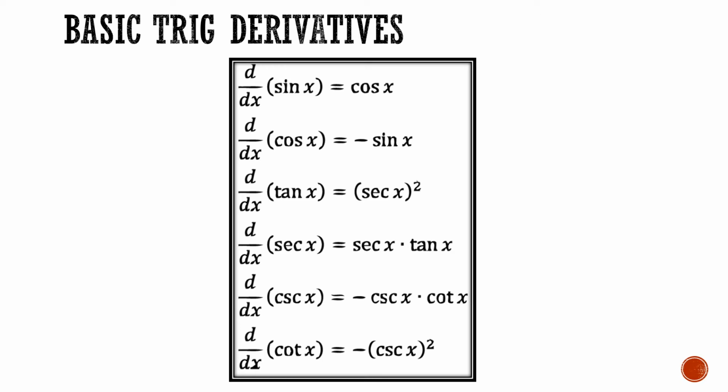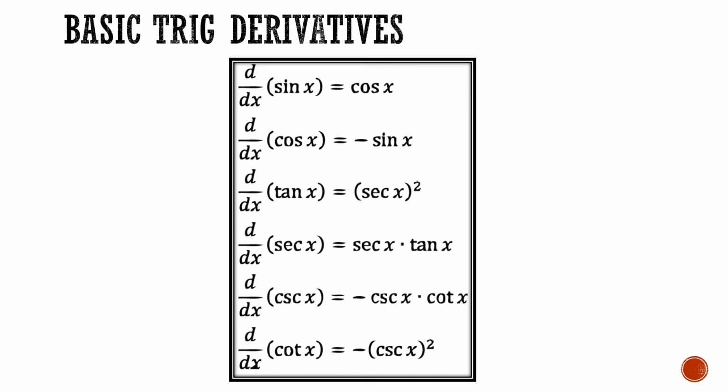So the derivative of sine is cosine, whereas the derivative of cosine is negative sine. The derivative of tan is secant squared, and then the derivative of secant is secant tan. We have the derivative of cosecant is negative cosecant cotan, and then lastly, the derivative of cotan is negative cosecant squared. I know it might seem like a lot to remember, but I will give you one trick.